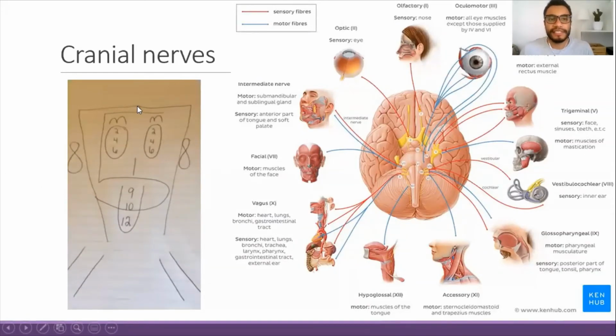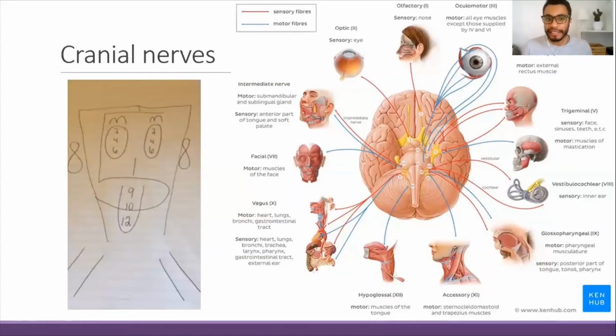Then we have 7 here. It's all the face. So 7 is the facial nerve. The facial nerve is a mixed nerve. It can be motor because it can control all muscles of the face, like facial expression, if we put an angry face, or if we put a happy face when we eat our favorite food, for example. So it controls facial movements.